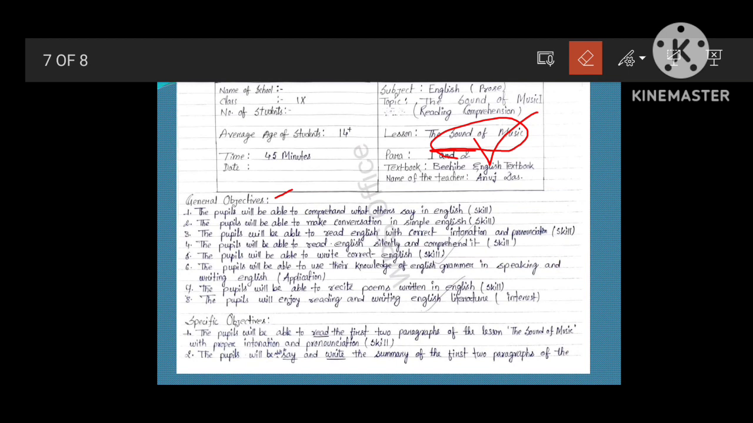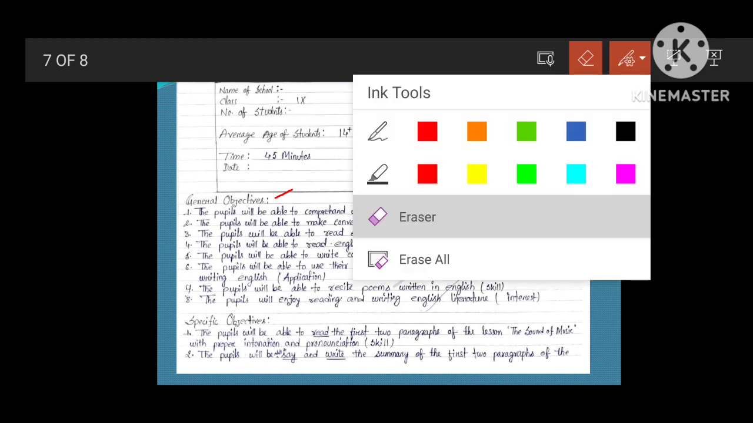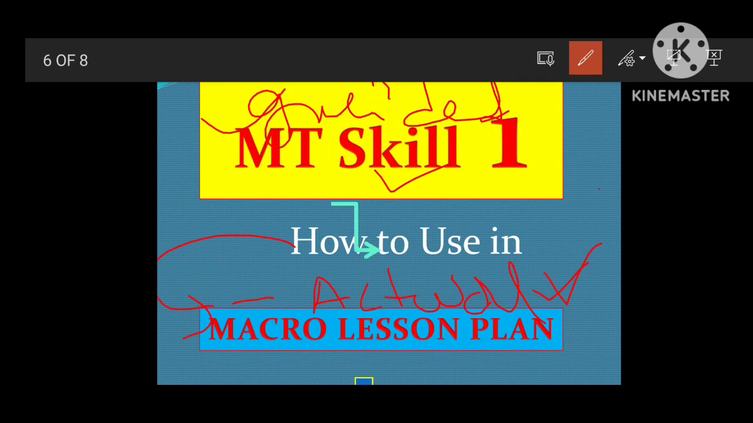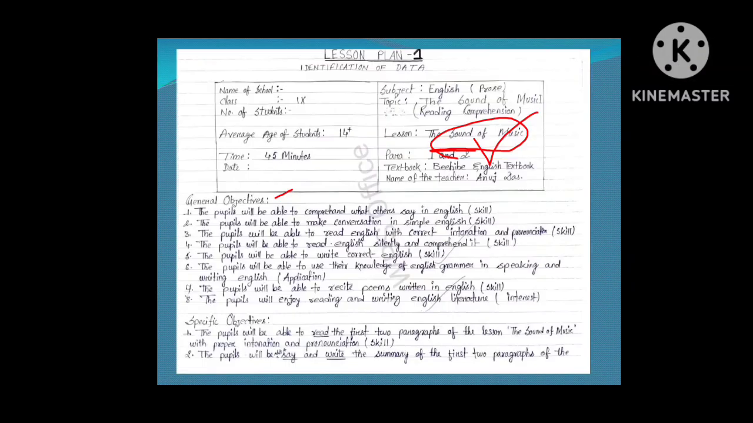It is written like: comprehend what others say in English and make conversations. They will be able to read English with correct intonation, correct pronunciation, correct phrasing. Then the pupils will be able to read English silently and comprehend it. They will be able to understand as well as silently read it, and then they will write it correctly.